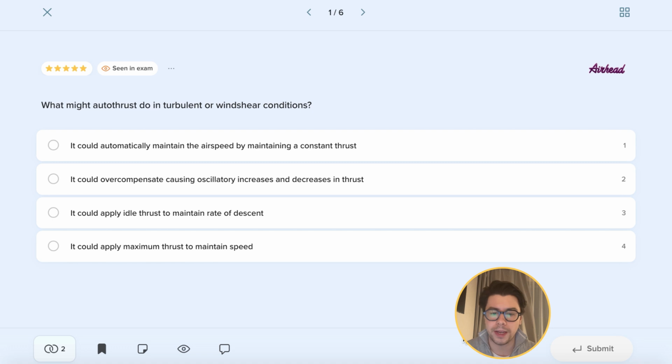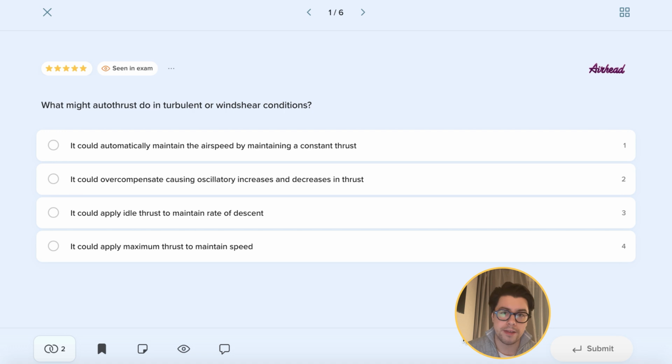So without further ado, let's jump into question number 1, which states, what might Autothrust do in turbulent or wind shear conditions? Here, of course, this is referring to very windy conditions where our airspeed is fluctuating, going up and down very quickly and rapidly. In such cases, the Autothrust will try to maintain constant speed and will continuously increase and decrease the thrust, which will cause oscillatory increases of these values, which is never really desirable.